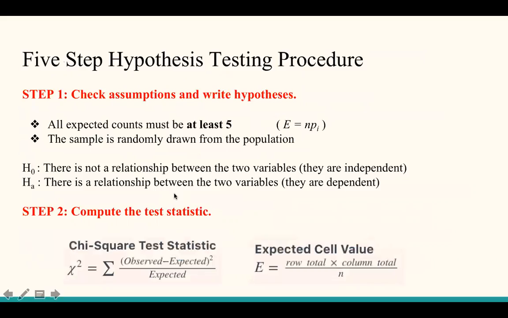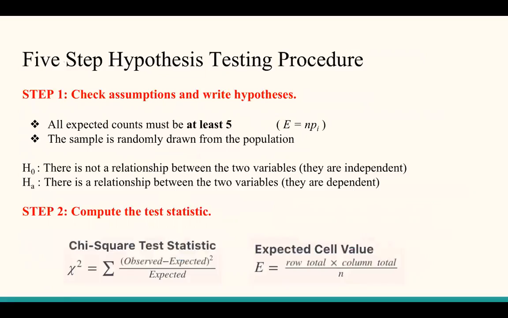So again, we're going through that same similar 5-step hypothesis testing procedure as before. There are some differences here, so just note those. Again, you're going to check your assumptions and write your hypotheses. Here, our assumptions are again that all expected counts must be at least 5, but then you want to make sure that the sample is randomly drawn from the population as well.